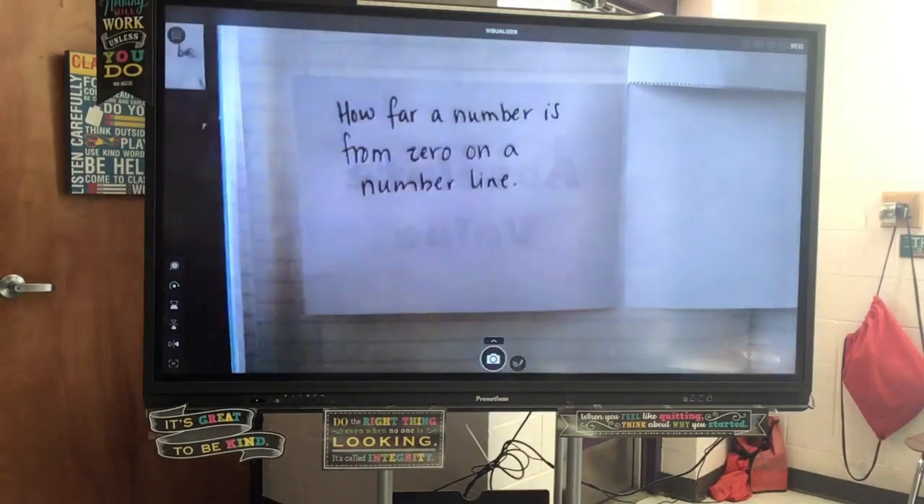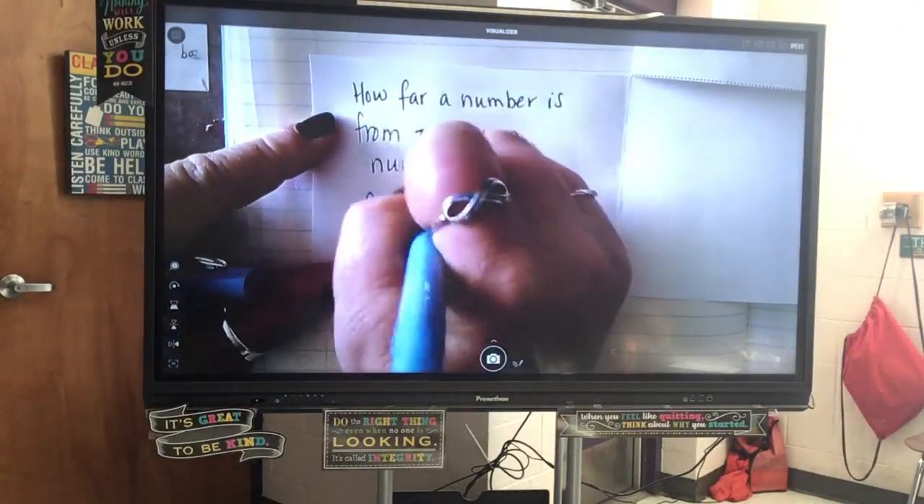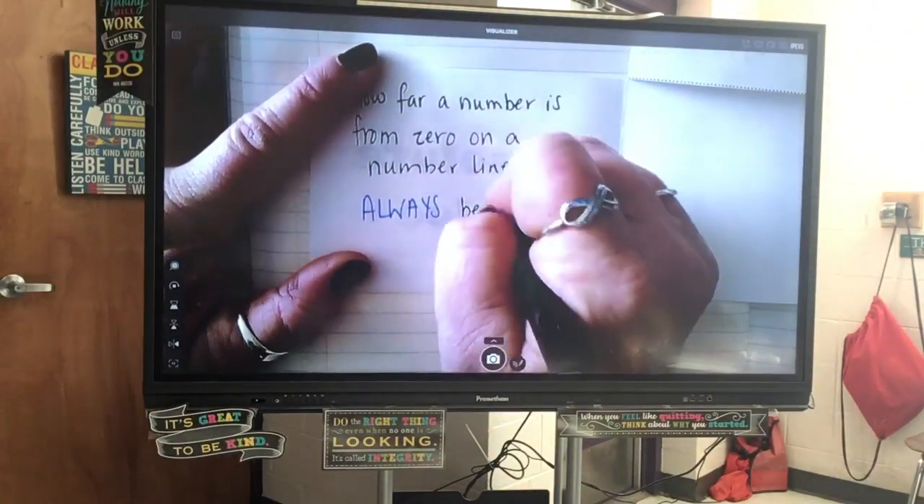So actually, let's use a color to write the word always, so it stands out. And make sure it is capital letters. So it will always be a positive number.